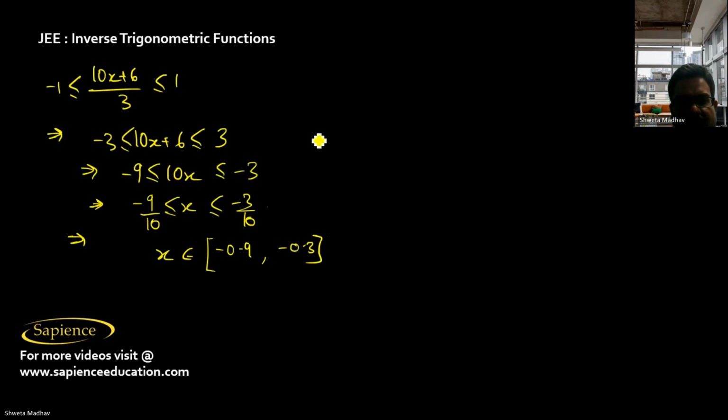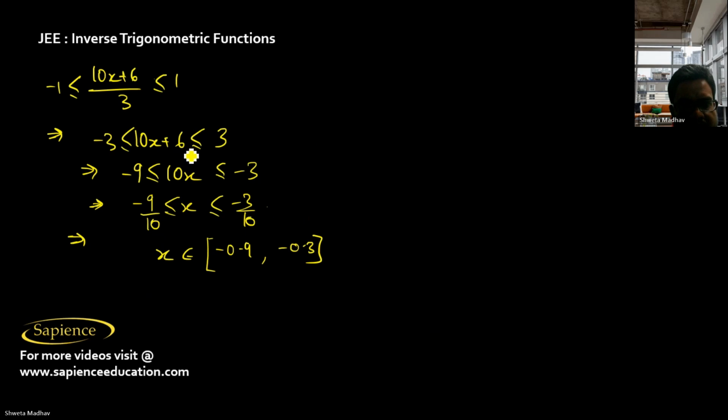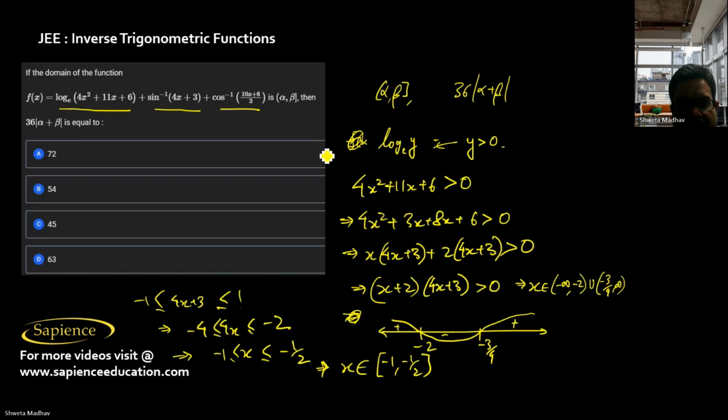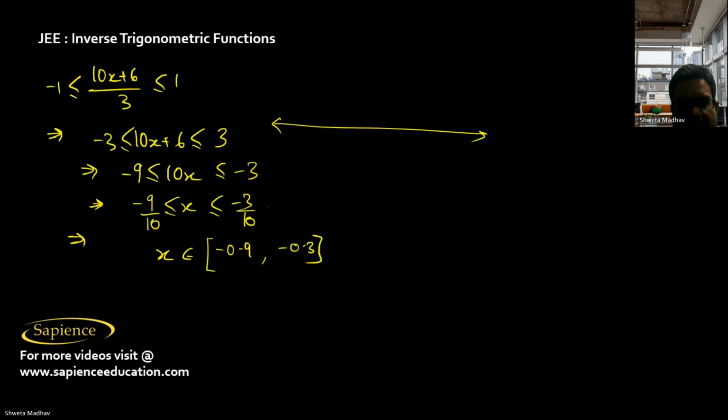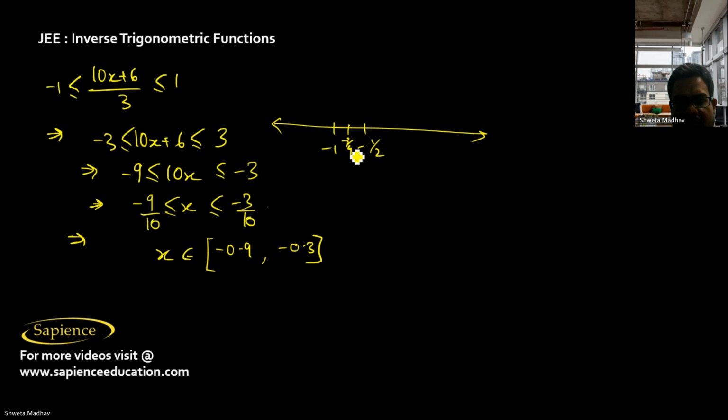So then we have to take the intersection. Now this is minus 1. Here we have minus half. Here we have minus 3/4. Here we have minus 2. Minus 0.9 will be somewhere here. Minus 0.3 here. We have to take the intersection.